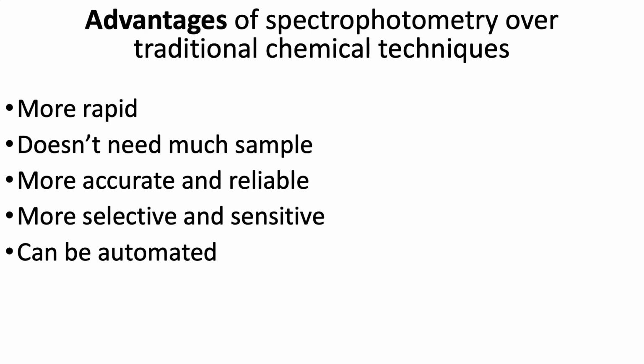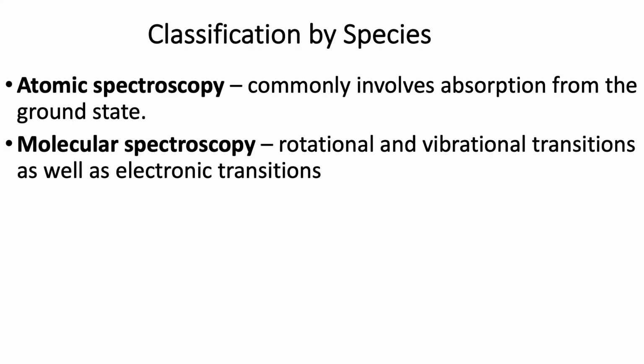So let's come up with a couple ways to break it down so we can get our head around it, right? This large field of spectroscopy. One way would be to classify it by the kind of species that you're looking at, right? So that could be atomic spectroscopy and molecular spectroscopy. And atomic can involve the absorption. Usually when you're absorbing light, the atom, if you can get it into the gas phase, will be in its ground state.